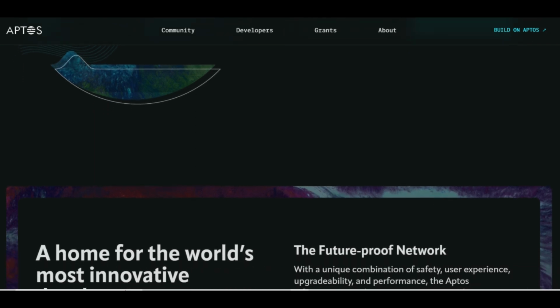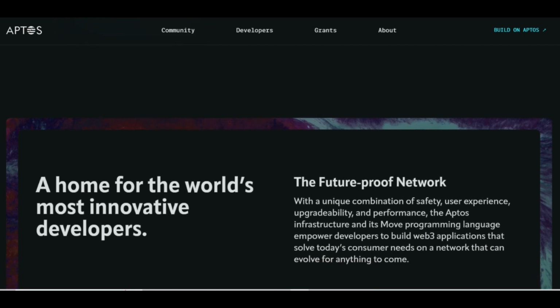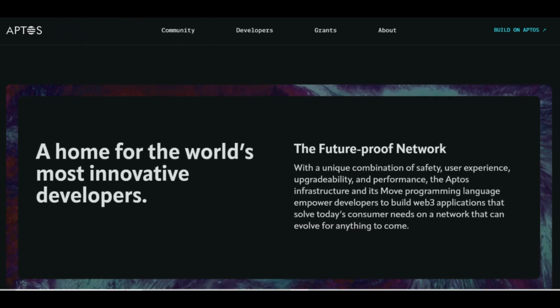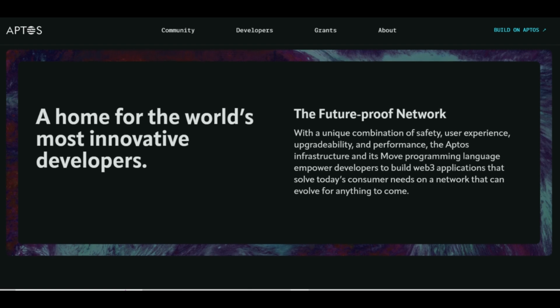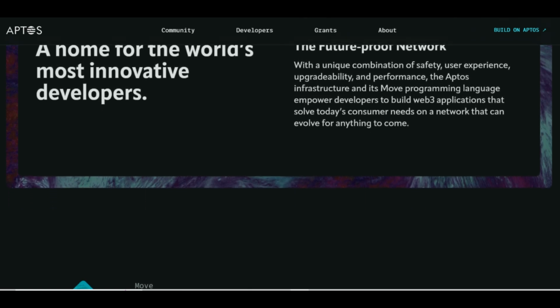The Aptos APT token is a utility and governance token based on the Aptos token standard. The APT token is interoperable. It uses a standard implementation which improves interoperability and compatibility across the Aptos ecosystem.